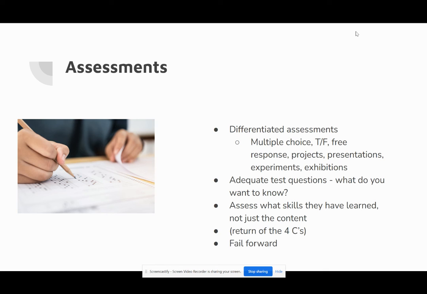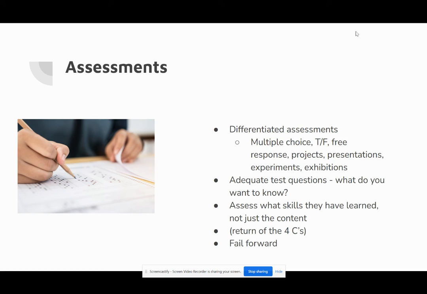And that comes back to the 4 C's. Can they think critically to explain why their answer is or is not correct? Their communication and collaboration skills, if it's a presentation or an experiment or an exhibition. So you'll see those 4 C's play a key role.